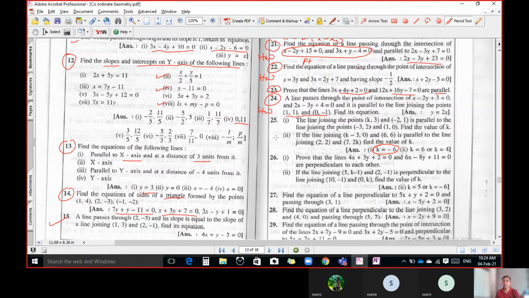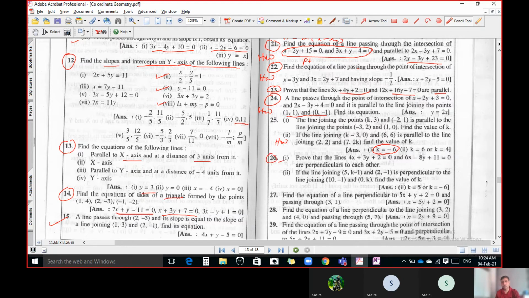Okay, question number 25, second. It's almost the same as this. The line joining k minus 3, 0 and 6, 6 is parallel to the line joining this and this. Find the value of k, solve by yourself. Consider this as your homework. Okay, question number 26 first.